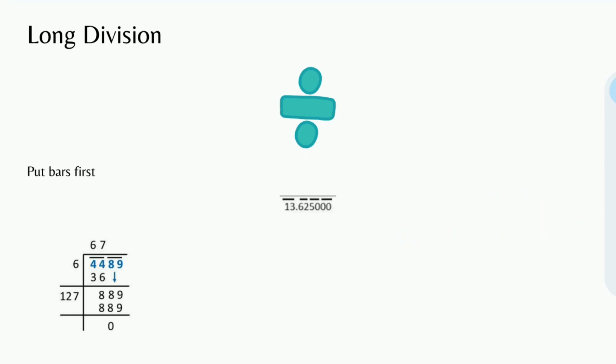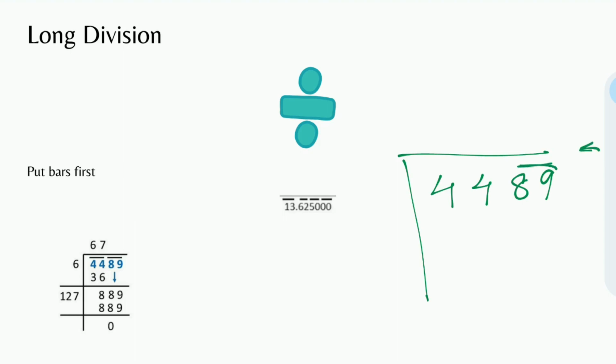Now let's take one example without the decimal, and then we'll take an example with a decimal. You have to find the square root of 4489 by long division. First step is to put the bars. I'll start from the right-hand side and put a bar on 89 and on 44.